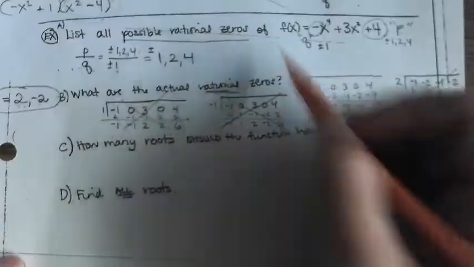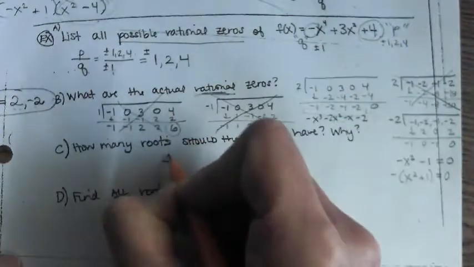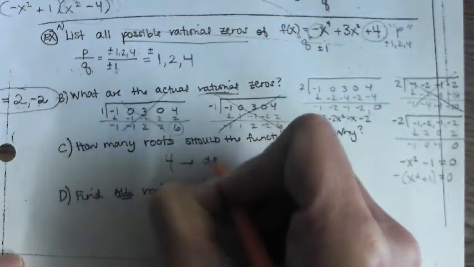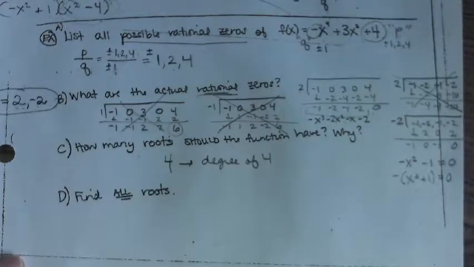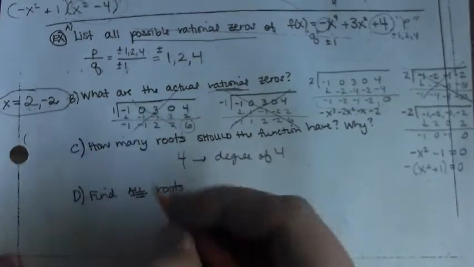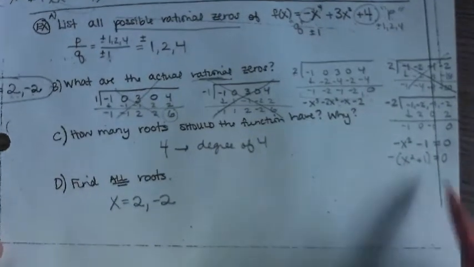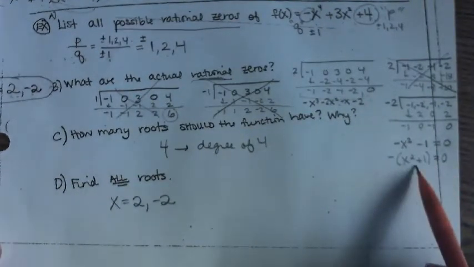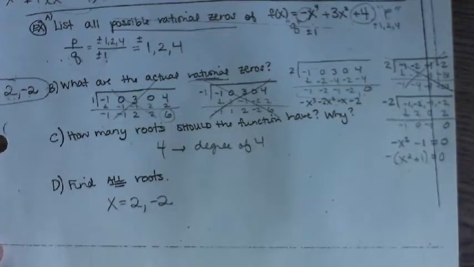So we continue looking at this problem. How many roots should the function have? 4, because it's degree 4. And find all of the roots, of which we've got 2 of them, x equals 2 and -2. Once we were down to this quadratic, we can solve for the other 2 roots by hand.